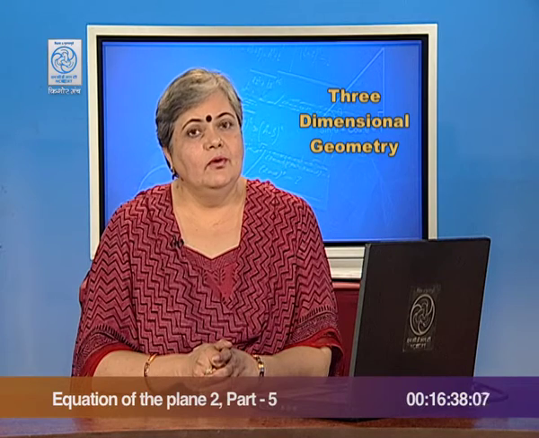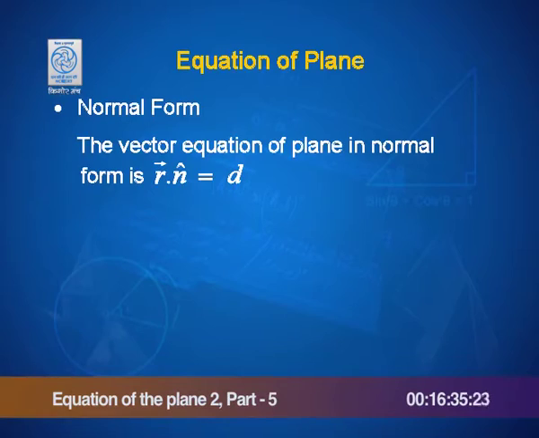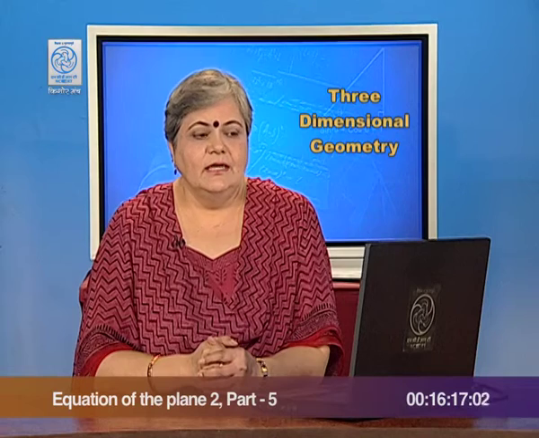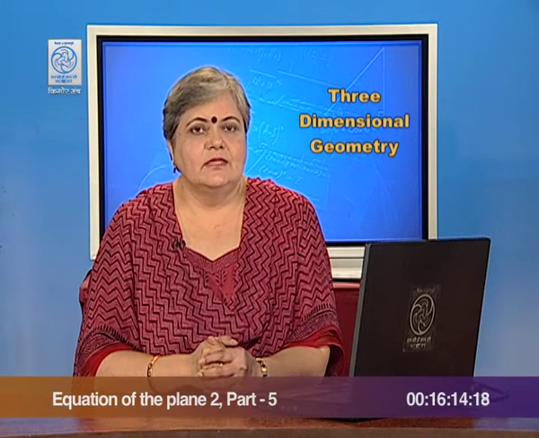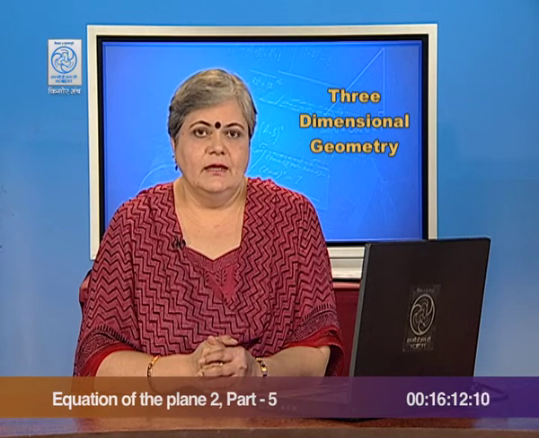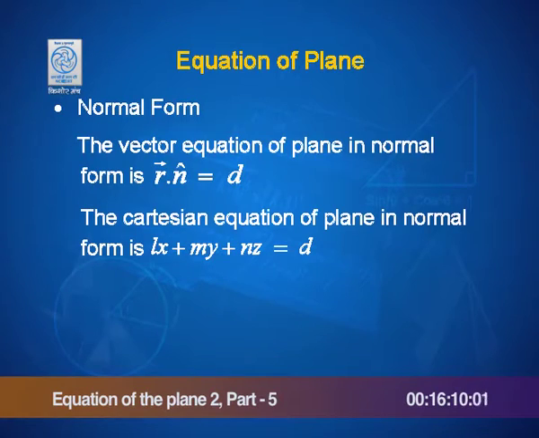So, what do we know of normal form? The normal form of a plane uses what is referred to as the unit normal, n cap vector. We write the normal form of the plane as r dot n vector, which is the unit vector, equal to d. d is the perpendicular distance of the origin from the plane. In Cartesian, this equation takes the form lx plus my plus nz equal to d.